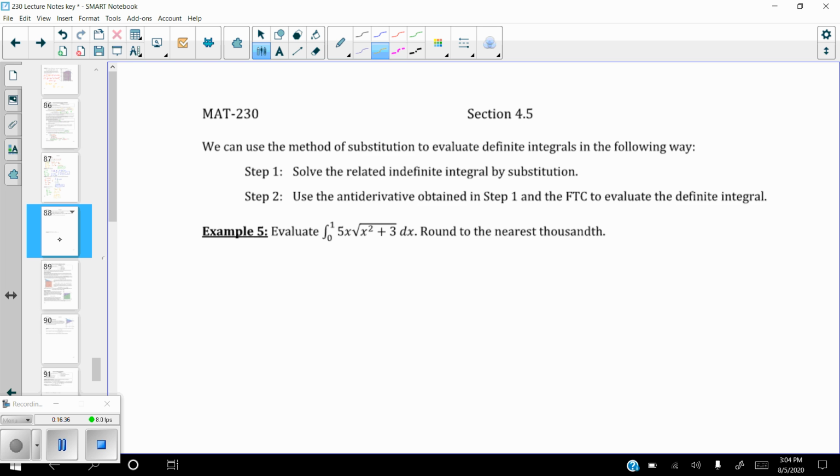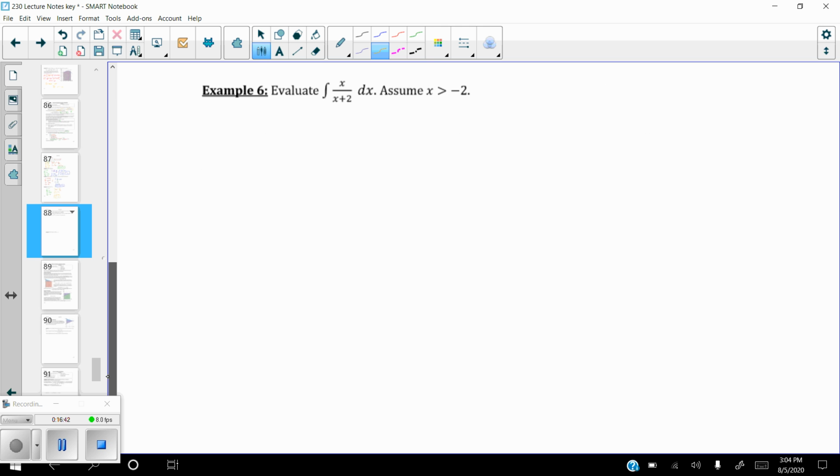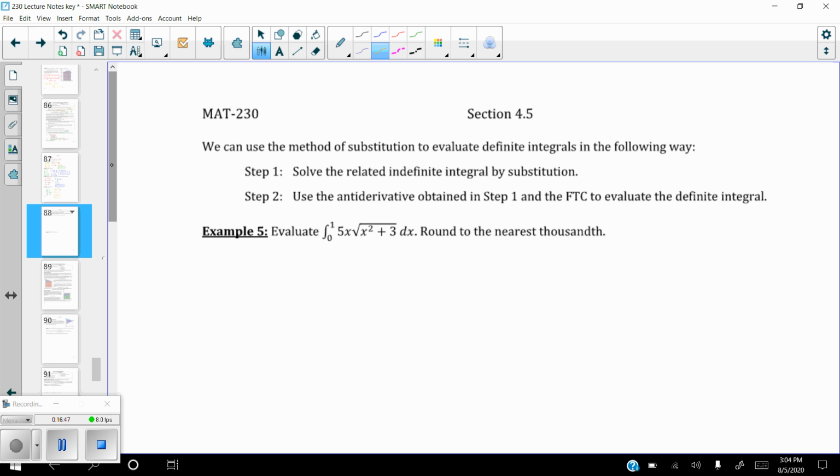There's actually a second way to do it, and if we have time at the end, I might walk through that. Let's see, I've got this example, and then one more example at the bottom of the page. We'll see if we have time.